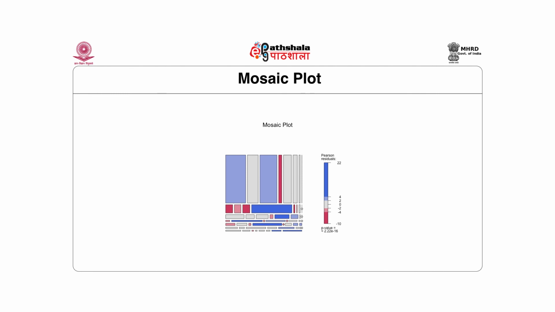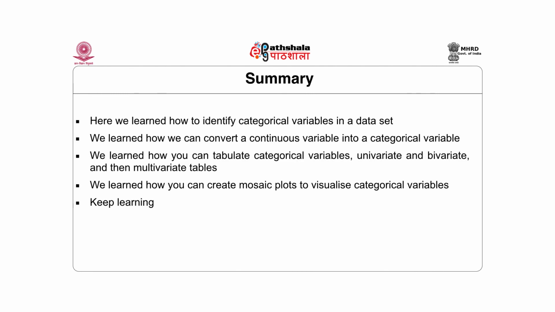So let us conclude this. In summary, we have learned that we can identify categorical variables from within a data frame. We have learned that you can convert a continuous variable into a categorical variable by using the cut function, and then specifying the breaks. The simplest way to summarize categorical variables is by tabulating them. And if you are using bivariate or more than two variables, then use the xtabs function, and you can use mosaic plots, or you can use bar plots in order to describe the categorical variables visually.